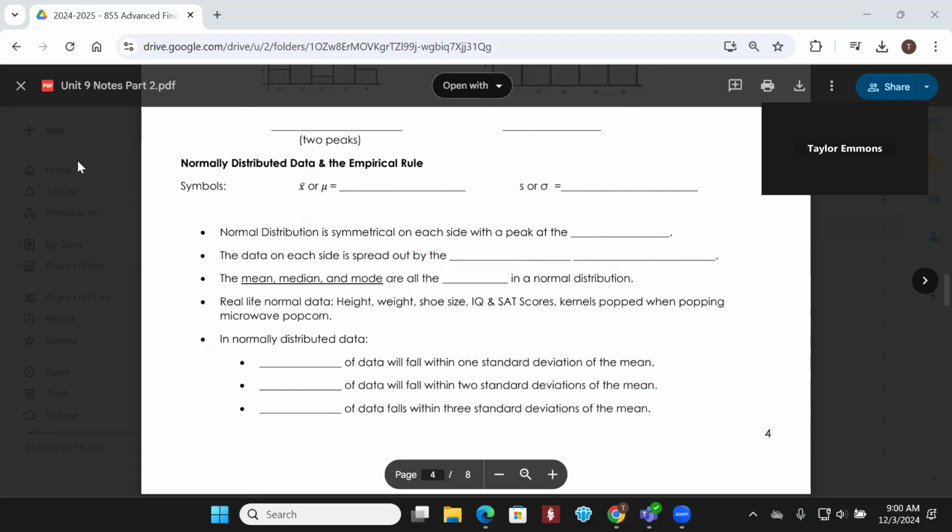All right, these 2 symbols: this is called X bar, and this is called mu. That Greek letter stands for mu, like the Pokemon. That's also known as the mean. Okay, S or sigma.